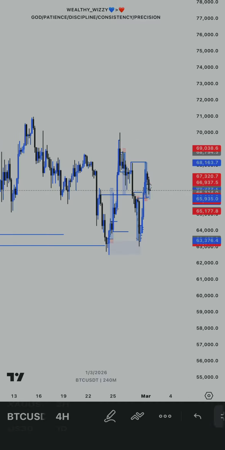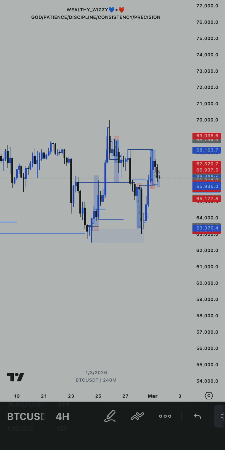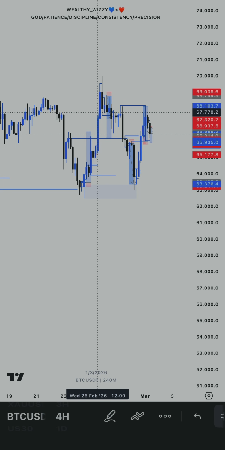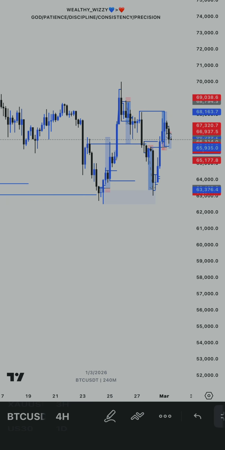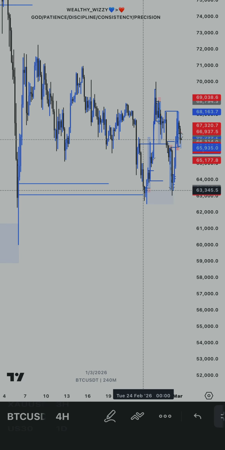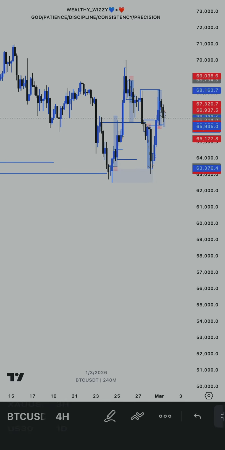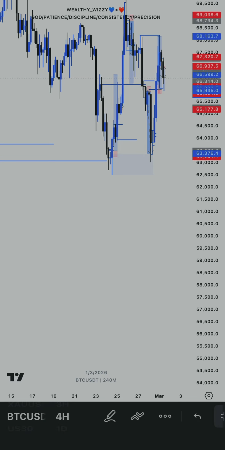So this was the trade I spotted around last week. BTC was here. Remember, BTC was reacting from this POI I showed you in my last video. If you haven't watched it, you can go and watch it. So BTC was reacting around this area and started making its move. Now remember, this was the market structure shift that occurred here.